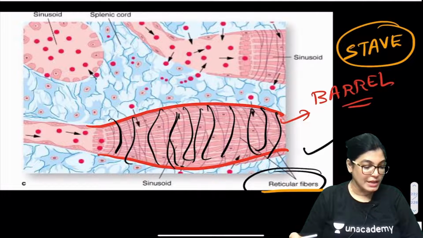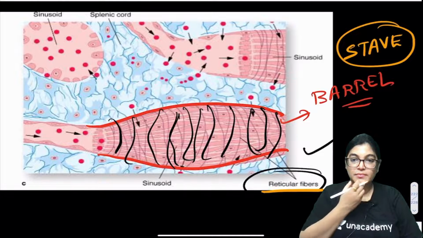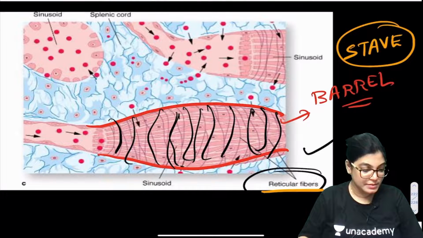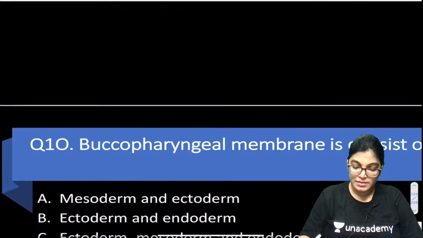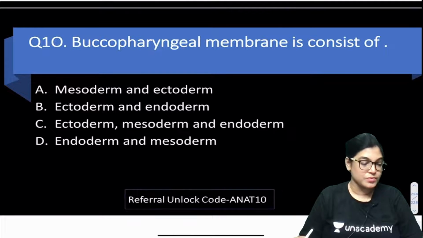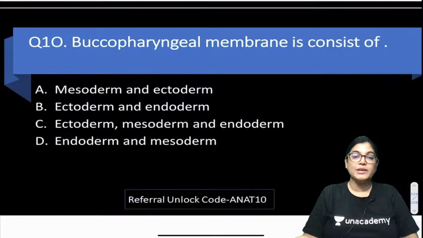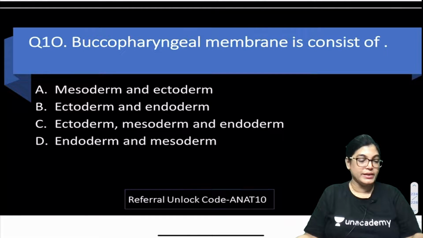So can we move on to the next MCQ, everyone? Okay. Now, buccopharyngeal membrane consists of... So give me the answer. Buccopharyngeal membrane consists of which two layers: whether it is mesoderm and ectoderm, whether it is ectoderm and endoderm, whether it is ecto, meso or endo, whether it is endo or mesoderm. So what is the correct answer for this? Buccopharyngeal membrane consists of which two or three layers?